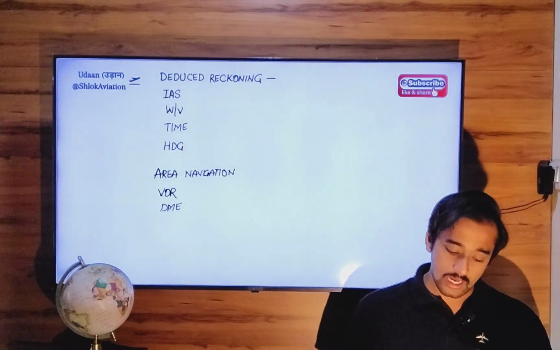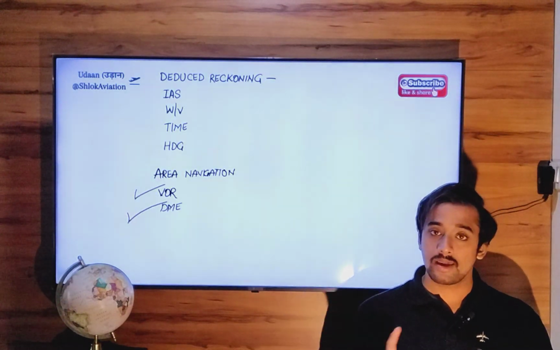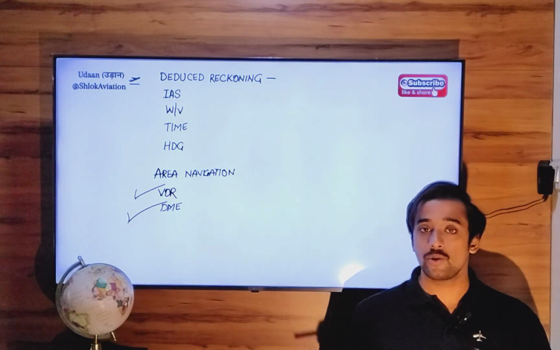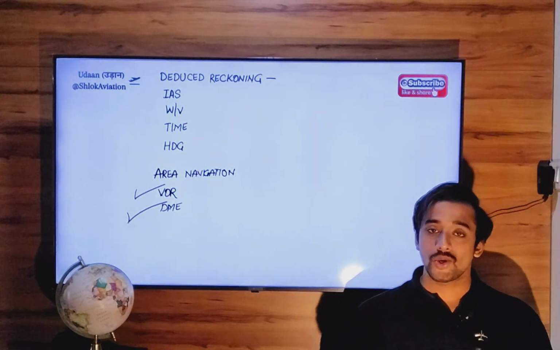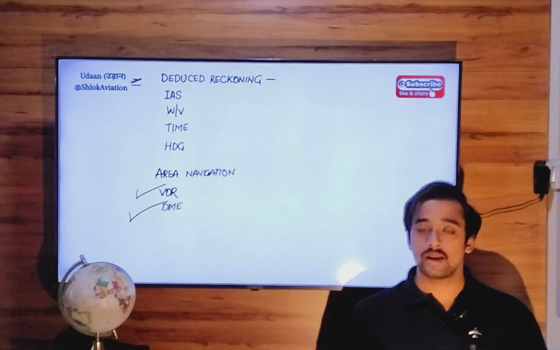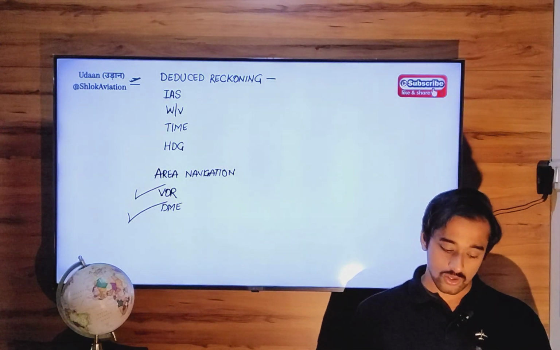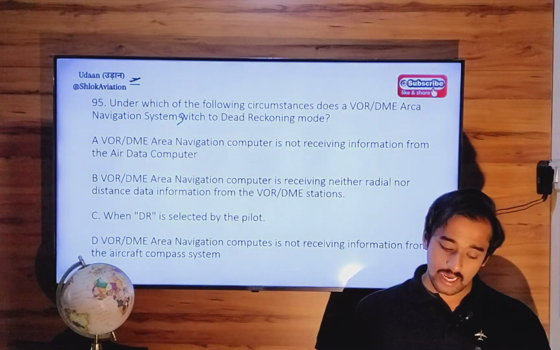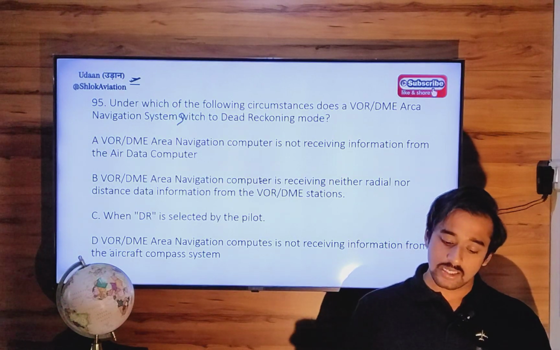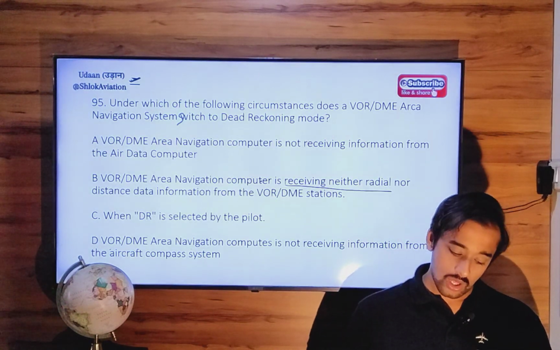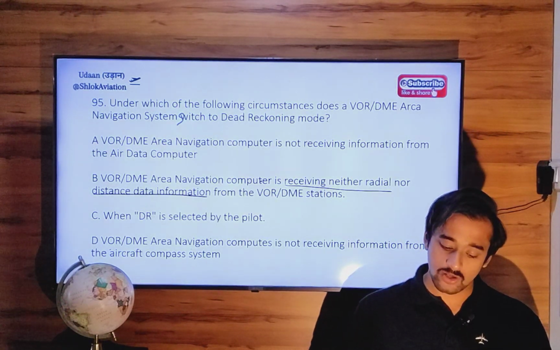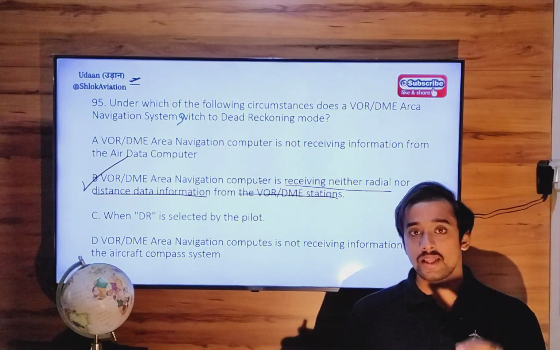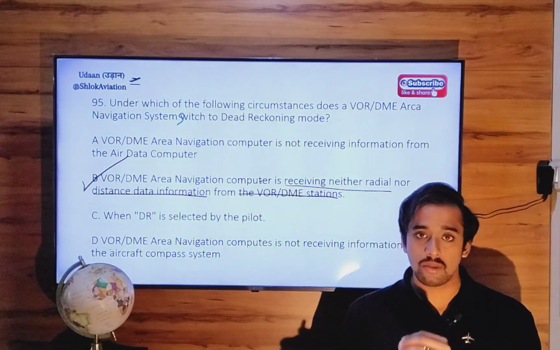And you need these two elements, VOR and DME. Now, if either of these fails or is not giving you an accurate indication, your system will automatically switch to dead reckoning. So the correct option will be: the VOR DME area navigation computer is receiving neither radial nor distance data information from the VOR DME station. Option B is correct. You are receiving neither the radial information nor the DME information.